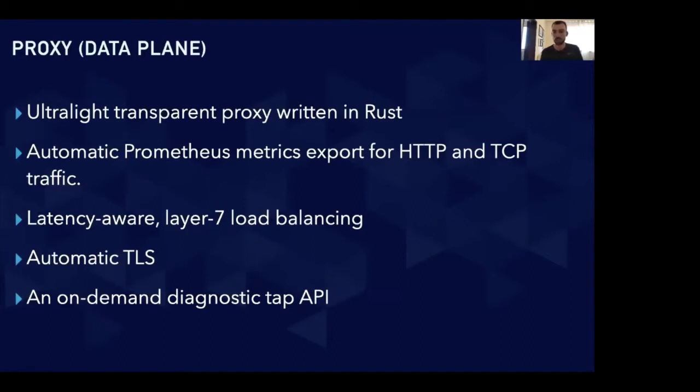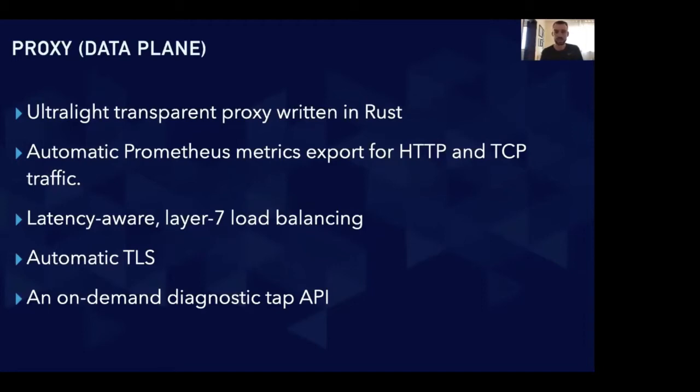The proxy on the other side that we refer to as the data plane is an ultralight transparent one written in Rust specifically for Linkerd and specifically for Kubernetes. And it supports a few things. So it exposes an endpoint that provides you automatic Prometheus metrics for HTTP and TCP traffic. So now your Prometheus instances can scrape this endpoint and give you a bunch of useful traffic information for all the traffic that goes through the proxy.